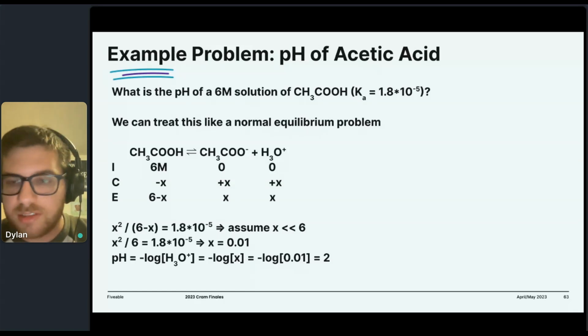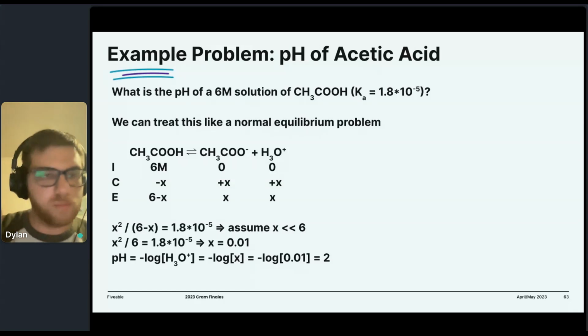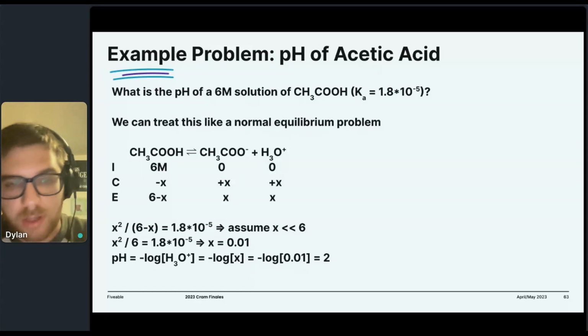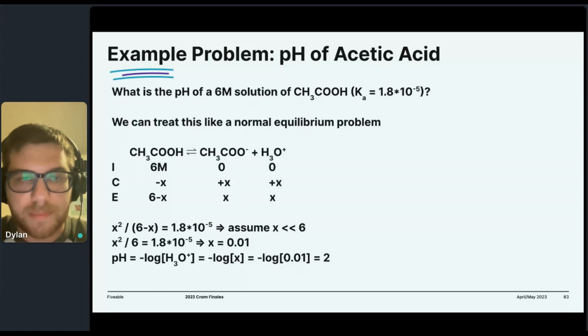equation. Assume X is very small because look at that Ka. This reaction is not going to go very far, right? So we can say that X squared over 6 is 1.8 times 10 to the minus 5. We solve for X, and we find that this has a pH of 2.